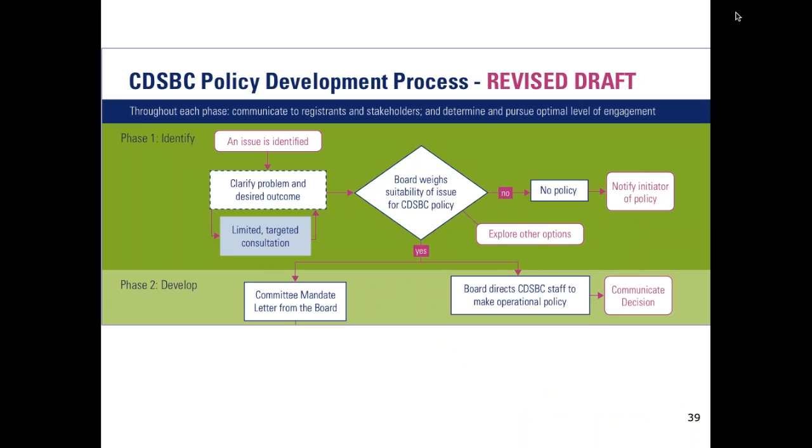So the first phase here is phase 1, which we call identify. And I should say that throughout each phase, and we heard this during the workshop, there is an emphasis on communicating to registrants and stakeholders throughout each phase. And also to remember that we have to determine and pursue an optimal level of engagement at each phase and for each issue. So at the beginning, an issue is identified.